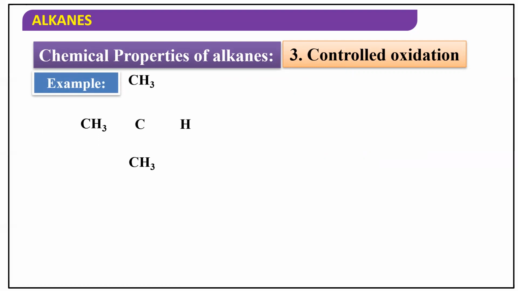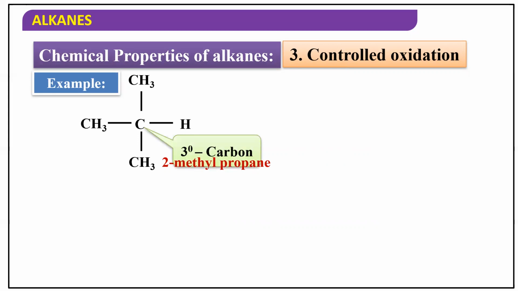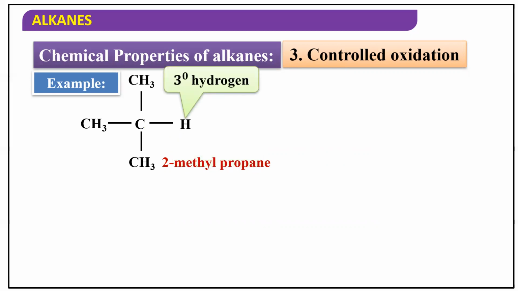Let's take one more example here. This is an example of a tertiary alkane. What's a tertiary alkane? I have a tertiary carbon. Now we have already seen what a tertiary carbon is. A tertiary carbon is a carbon which is in turn attached to three other carbon atoms. The name of this compound is 2-methyl propane. And I have a tertiary hydrogen. Who is a tertiary hydrogen? A hydrogen that is attached to a tertiary carbon is called a tertiary hydrogen.